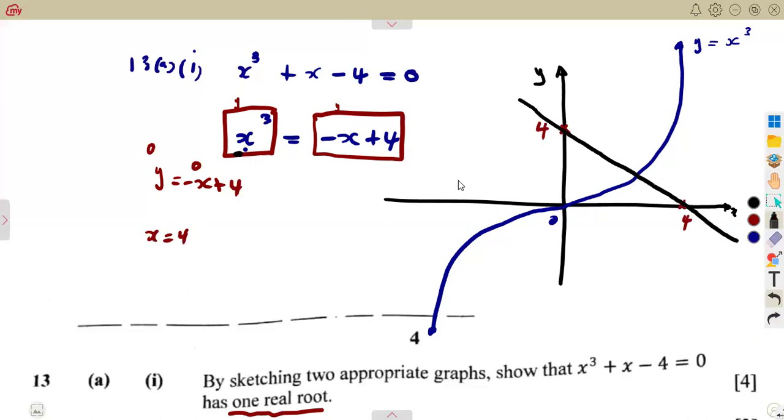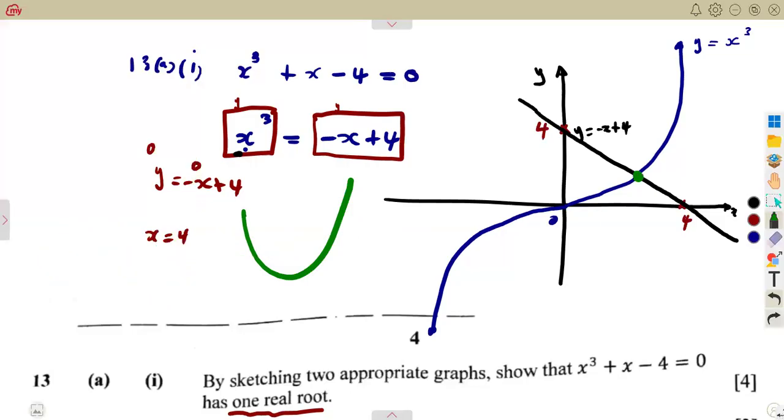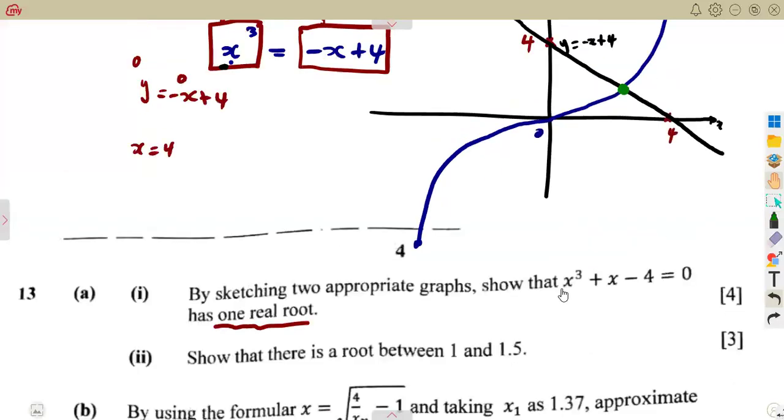All right. By joining this graph of y is equal to minus x plus 4, we can see that these two functions meet at a certain point, and it's just a single point that we are seeing. It is not 2 points. It is not like what we expect to have 3 points. On a cubic function, you're supposed to have 3 possible points where they intersect. This one, they will just intersect at a single point. So that is by sketching, to show that. So that is the condition.